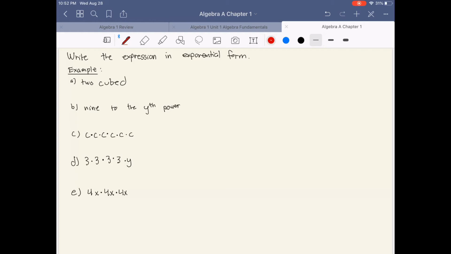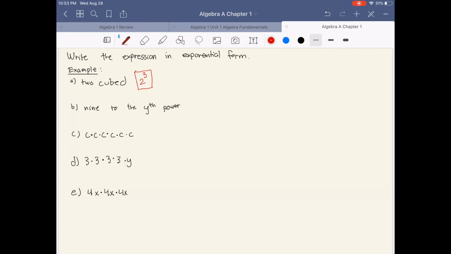Okay, so now let's go through this together. So write the expression in exponential form. So you're just rewriting this in number form. That's basically all it's saying. So 2 cubed. How do you rewrite this in number form? And you know cubed means raised to the third power. So 2 to the third power. That is it. That is very simple. All you're doing is translating these words into numbers.